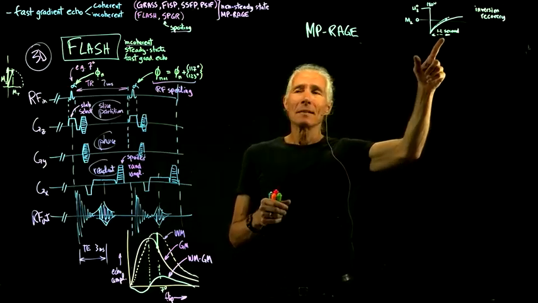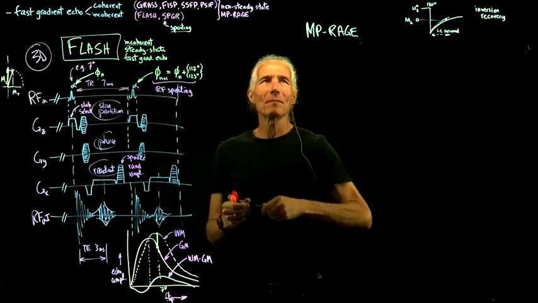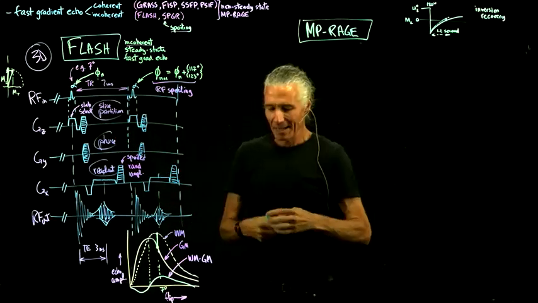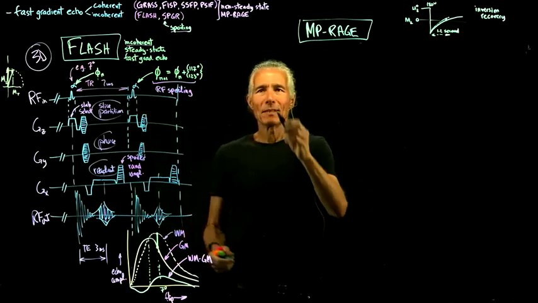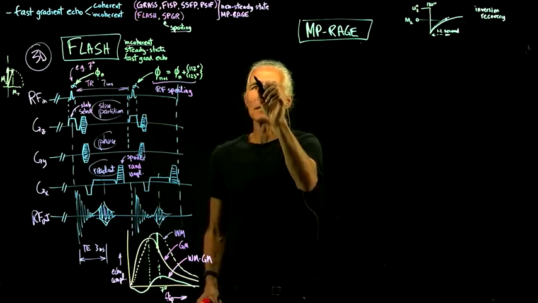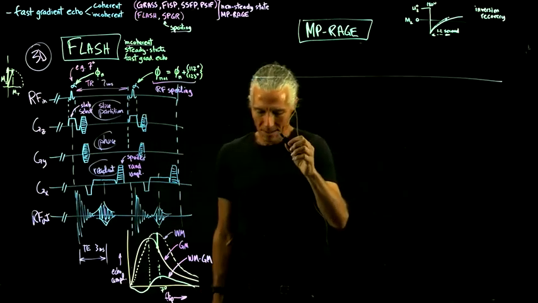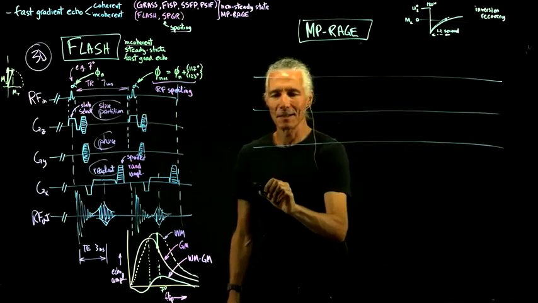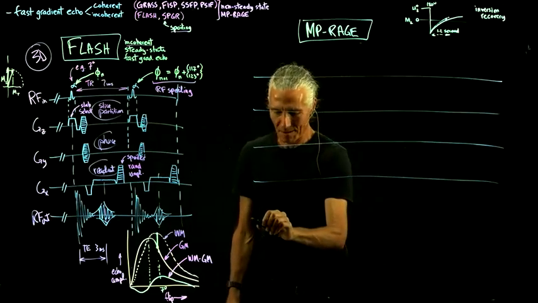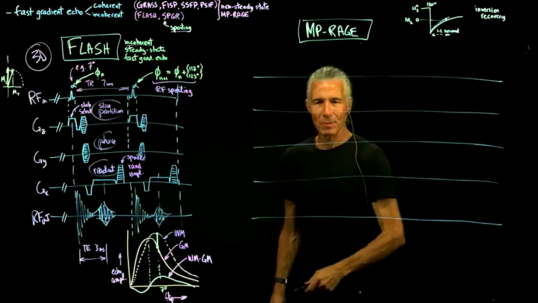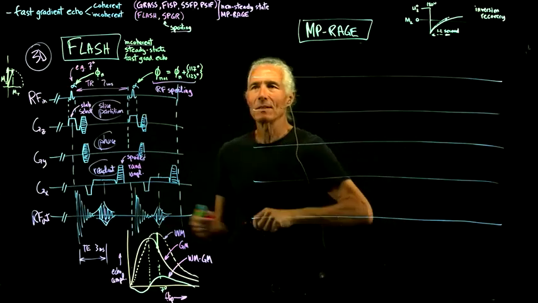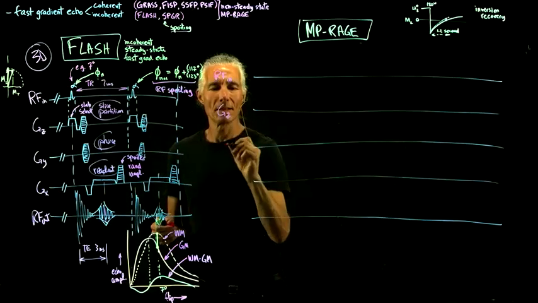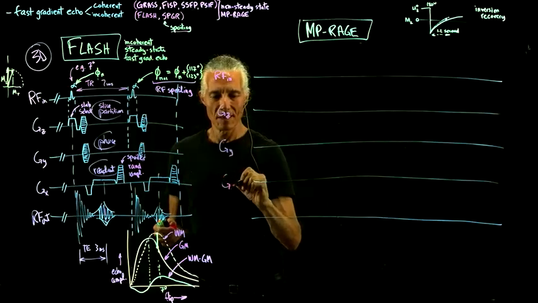But the guys who came up with MPRAGE said, well, why don't we just try to mash inversion recovery into this? And so what you do is, now it's the RF in, and the Z gradient, the Y gradient, the X gradient, and RF out, and the signal that comes out.